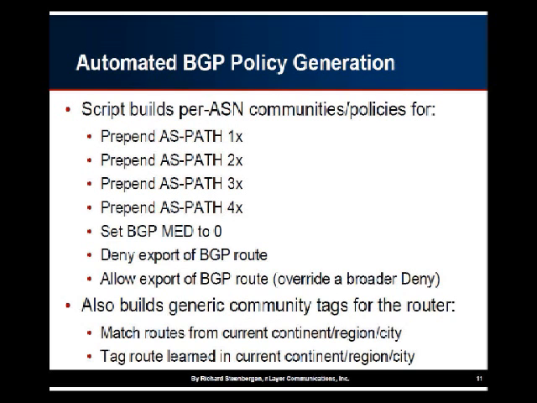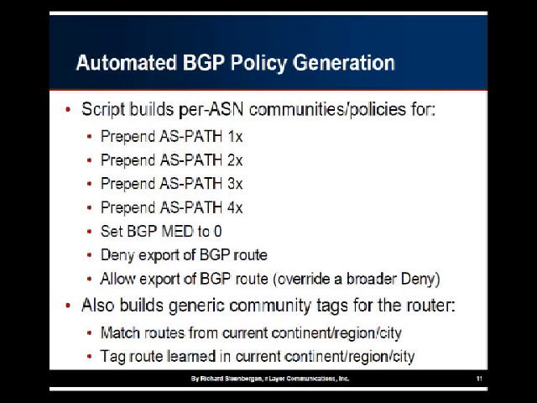So it's going to build actions. In this case, I have it do 1 through 4 prepends. I have an action for set BGP MED to 0 on export. I have an action for deny export. And then I have an action for override. If I had previously denied it, like if I had said no export to peers, then I could say accept this peer.